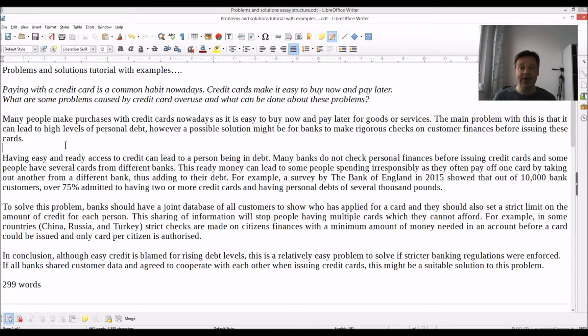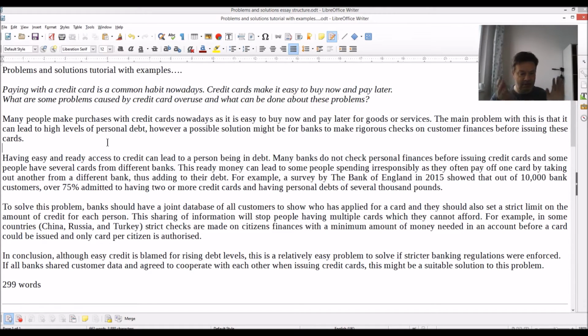Okay, and I would always advise to just have 1 problem in any case, because as the criteria says, as we've seen before, you have to present, extend, support your main ideas. So if you've got 2 or more main ideas in a paragraph, you cannot really do that. So I would just go with 1. Okay, so paragraph 2. Having easy and ready access to credit can lead to a person being in debt.